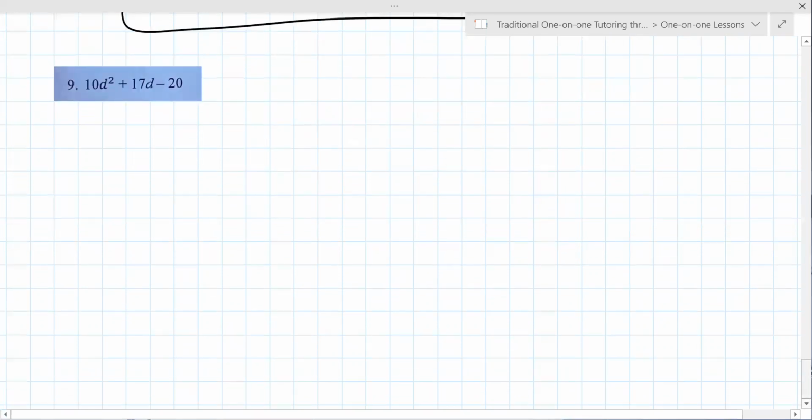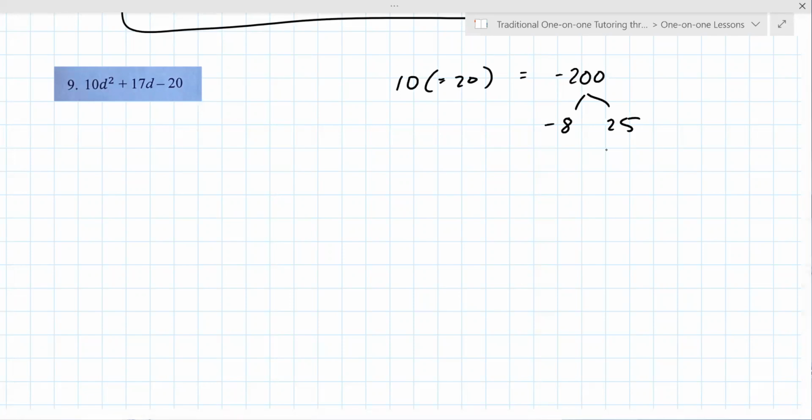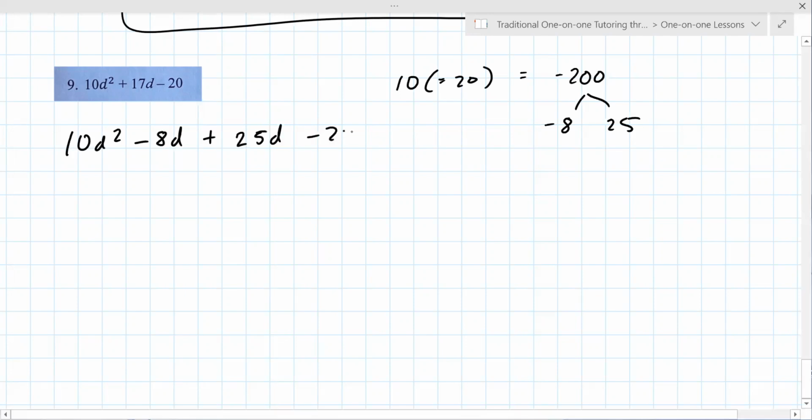Okay, so again, a not equal to 1, so you multiply 10 and negative 20. That gives you negative 200. So that's quite large. There's a lot of factor pairs here. We want something kind of close together, that add to 17. I'm going to help here. It's negative 8 and 25. Okay. So then this becomes 10d squared minus 8d plus 25d minus 20.